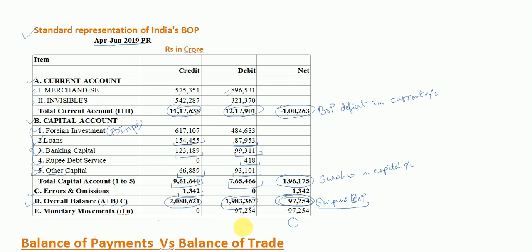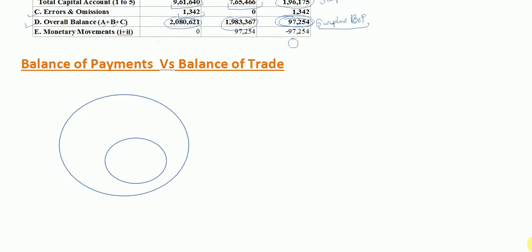Let us discuss what is the difference between balance of payments and balance of trade. Balance of payments includes all economic transactions, whether visible or invisible items, but balance of trade includes the transactions of visible items only. So the balance of payments gives a clearer picture of the international transactions of a country, but balance of trade gives a partial picture of international transactions of a country with the rest of the world. So we can say that if this bigger circle is the balance of payments, then this smaller circle is the balance of trade. This is the main difference between balance of payments and balance of trade.